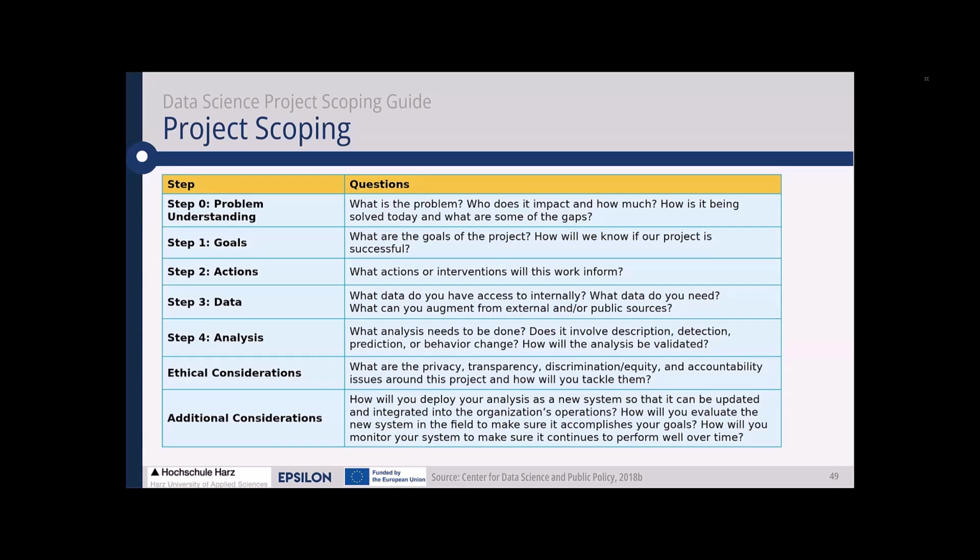And then the additional consideration that you have to have in mind is how will you deploy your analysis as a new system so that it can be updated and integrated in the organization's operations. This means how will you hand over the project and how will you ensure that the results are applicable in the organization that has to live with the results after the volunteers leave.